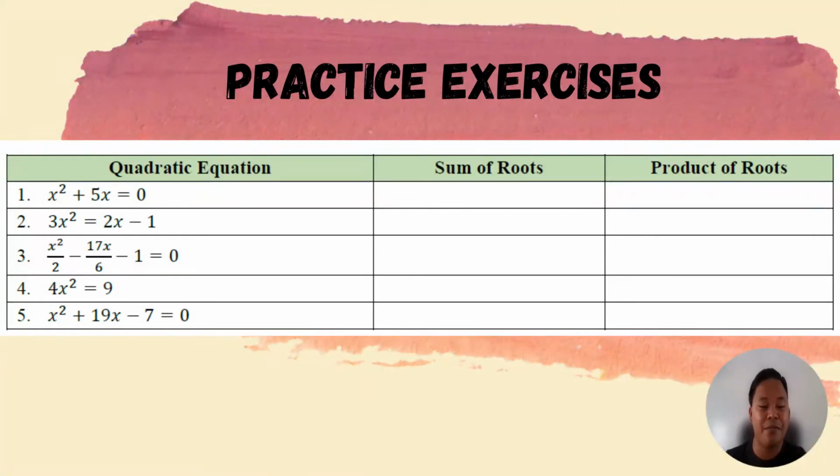We have 5 quadratic equations given. Let's first determine the values of a, b, and c in each quadratic equation. For number 1, a is equal to 1, b is equal to 5, c is equal to 0 since there is no constant term. For number 2, a is equal to 3.